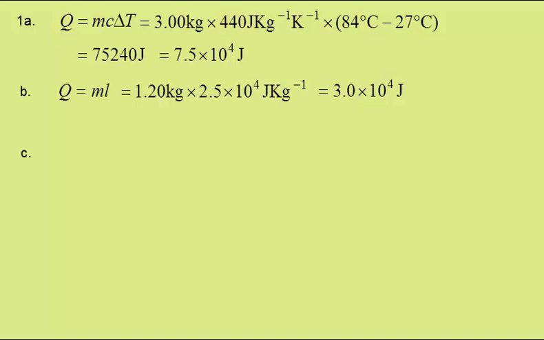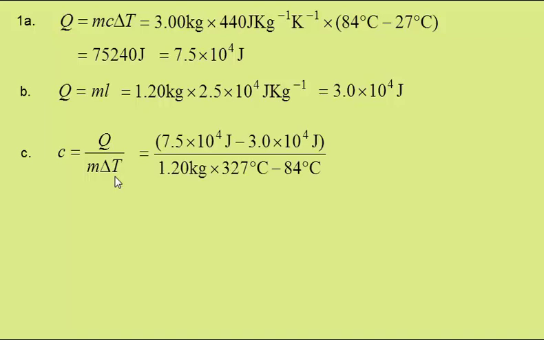For C, we need to find the specific heat capacity of the lead. Well, this is given by the energy transferred over the mass and the temperature change. The energy transferred is the energy which has been received by the iron mould minus the energy which was given out during fusion of the iron.